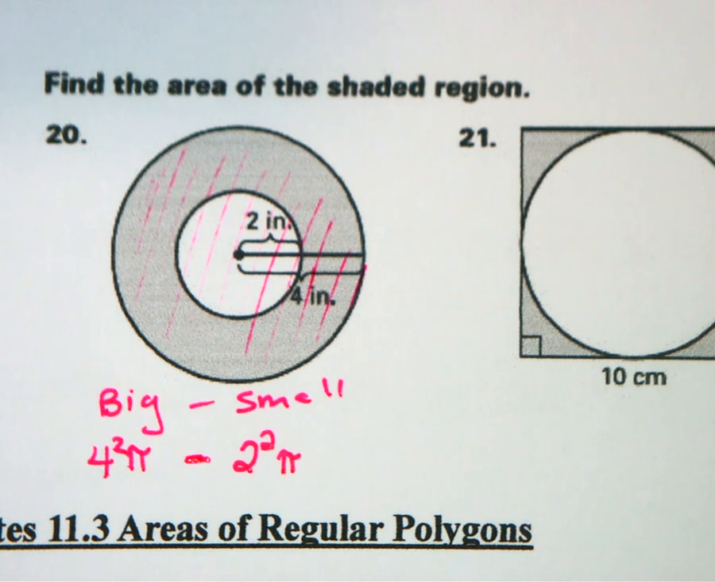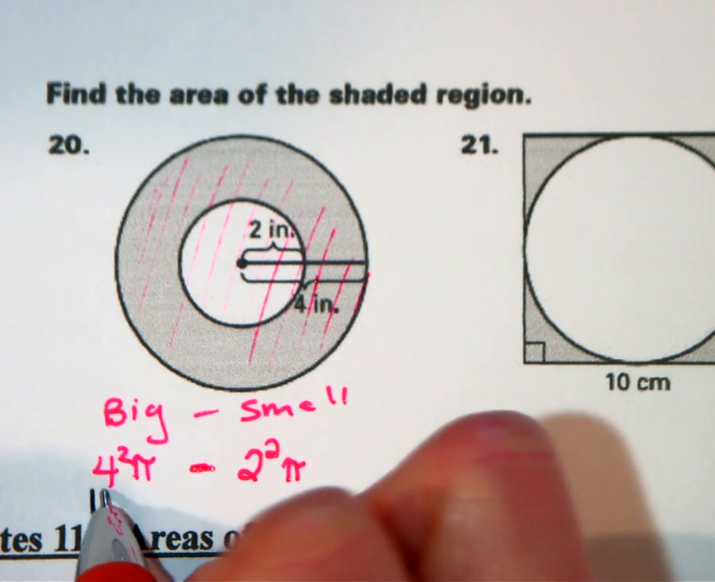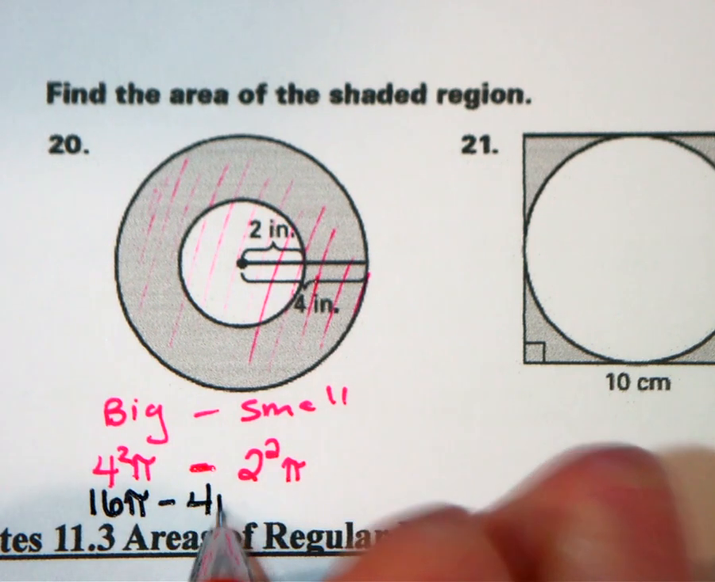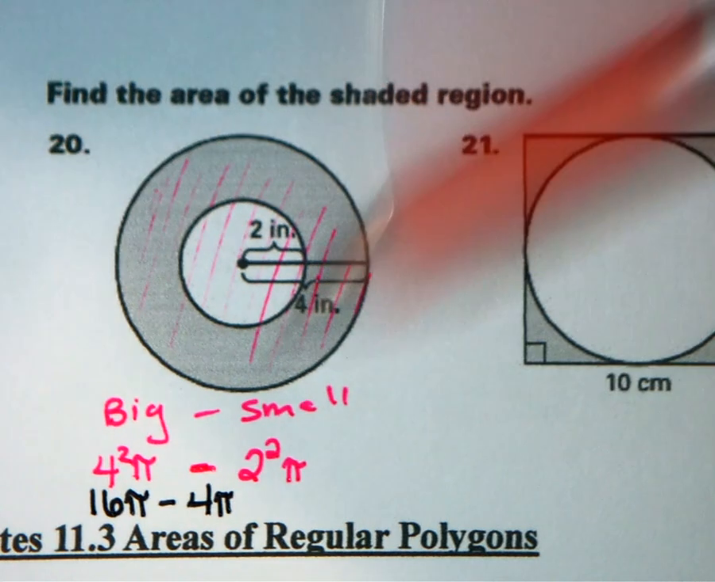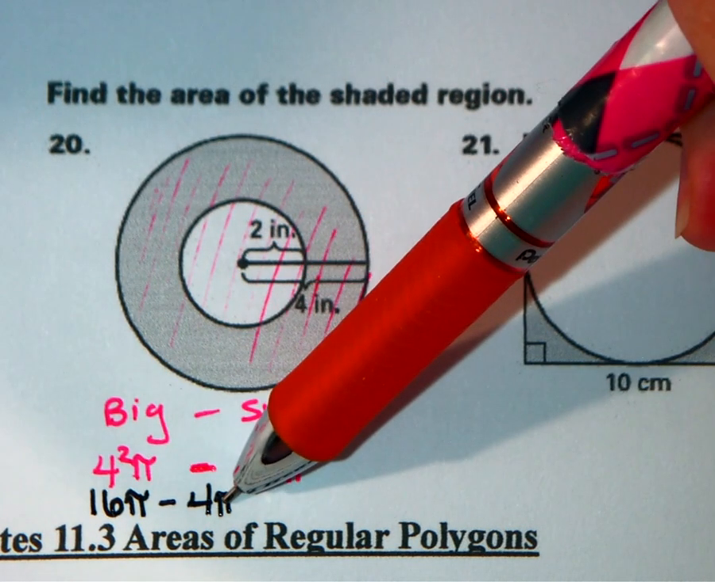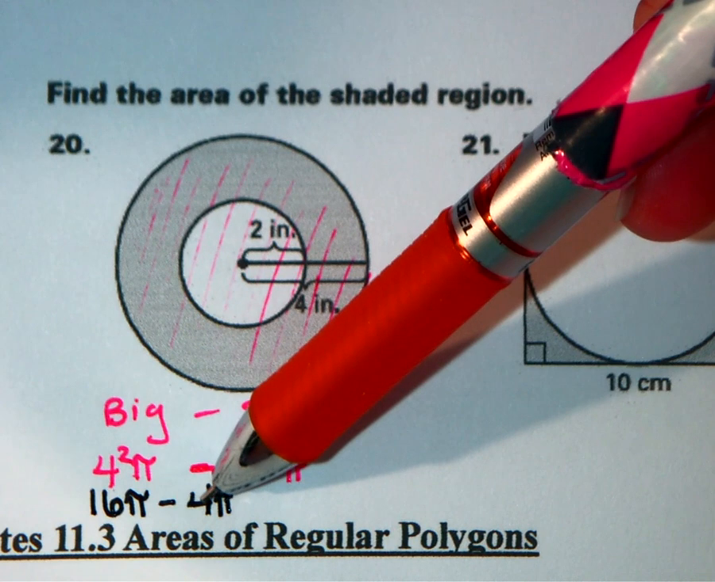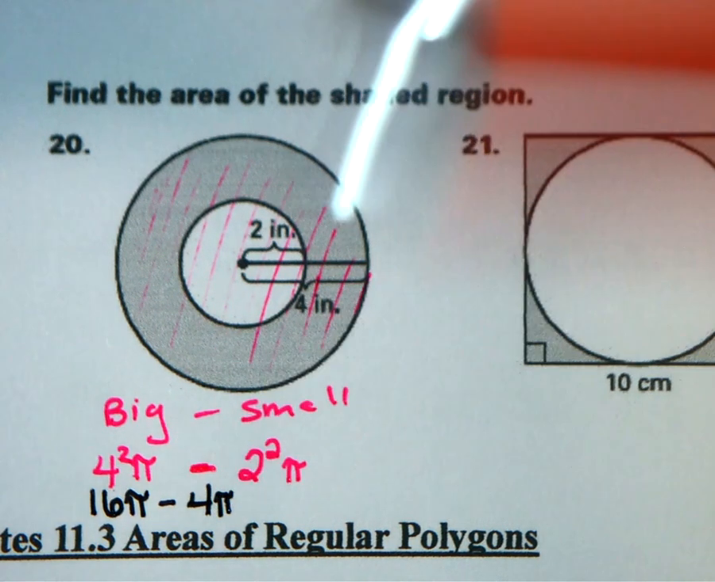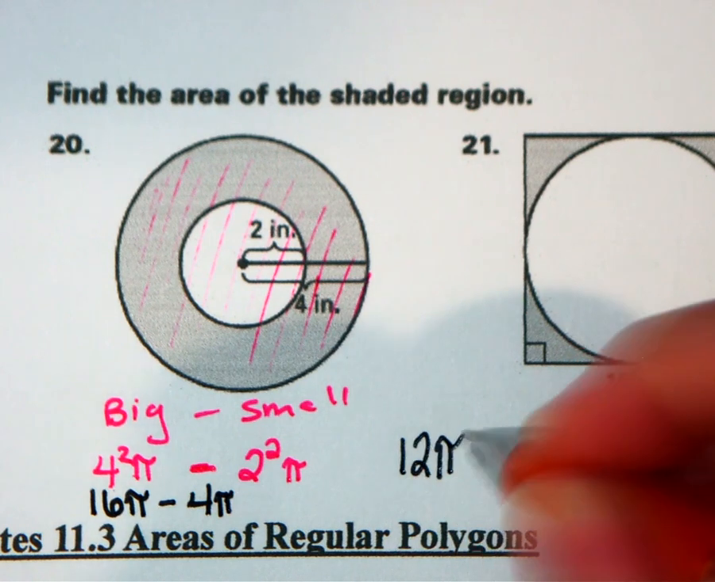Okay, now this is a little piece of interesting information here because you have 16 pi here and you have 4 pi here. And this is something that you probably don't know yet. When you have 2 numbers that are both in terms of pi, you are allowed to subtract the coefficients. So 16 minus 4, you can do that to get 12. So my final answer here, 12 pi.